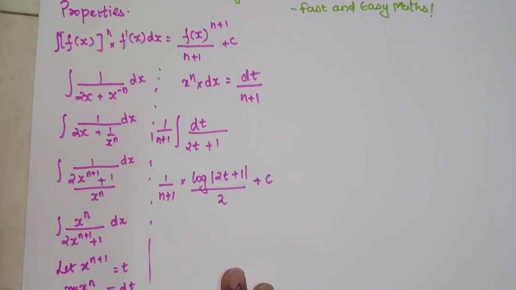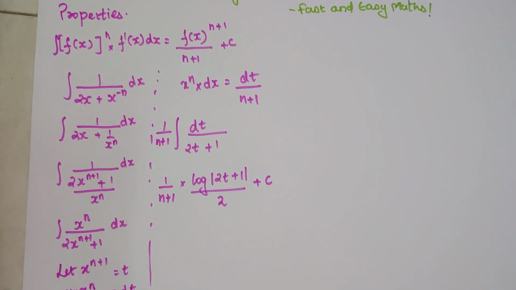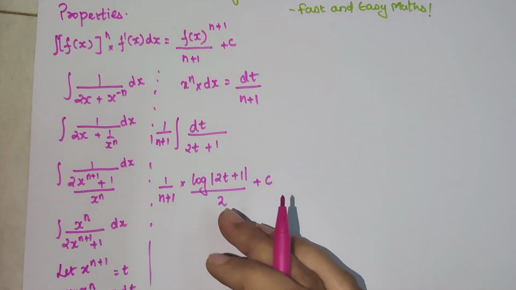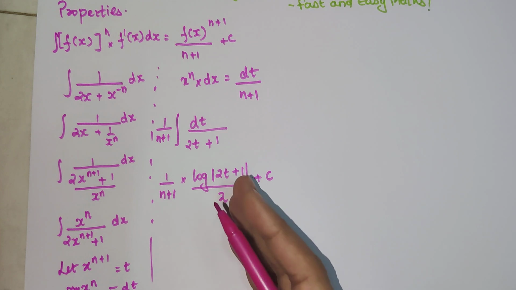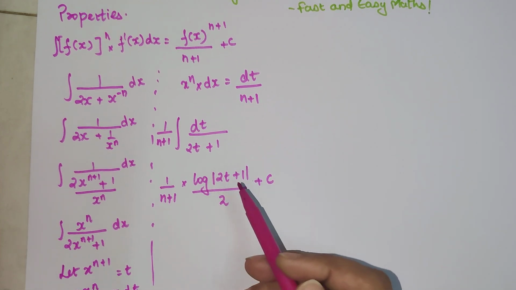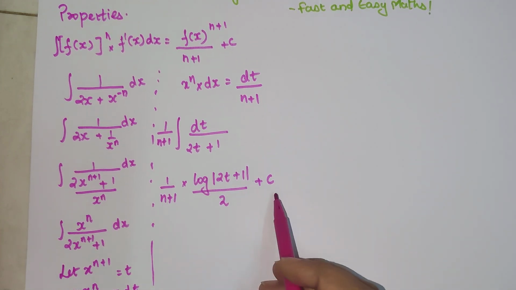Now why did I divide it by 2? Because the chain rule in integration is that you just divide by the coefficient of your term, or rather x, or in this case t, in the whole answer.